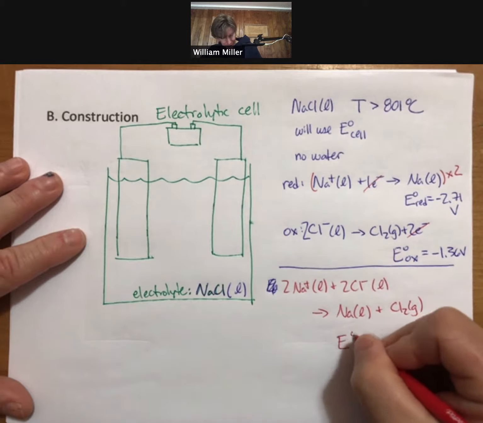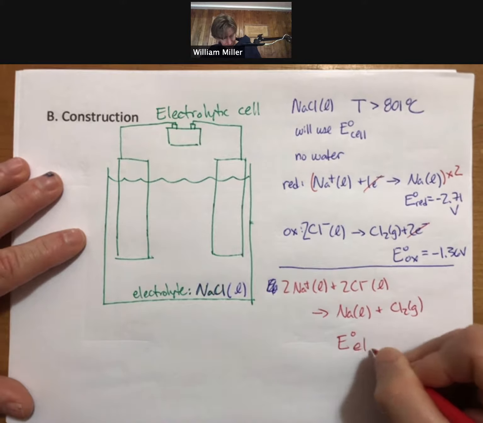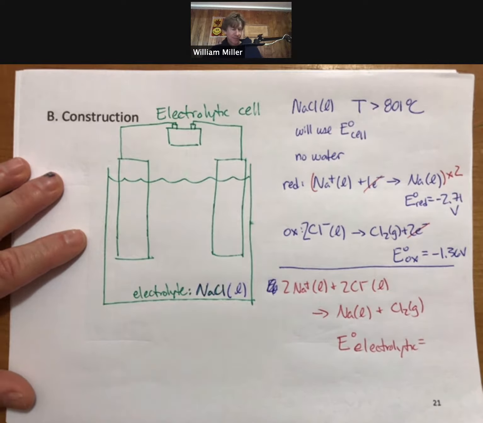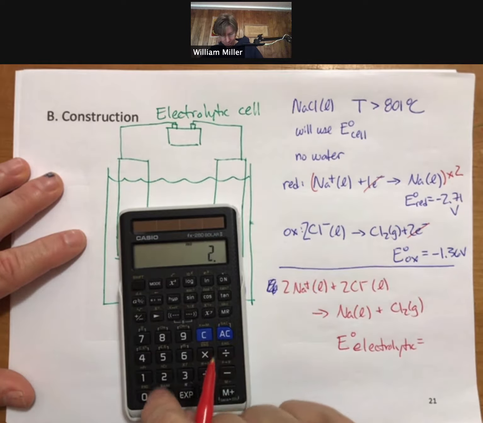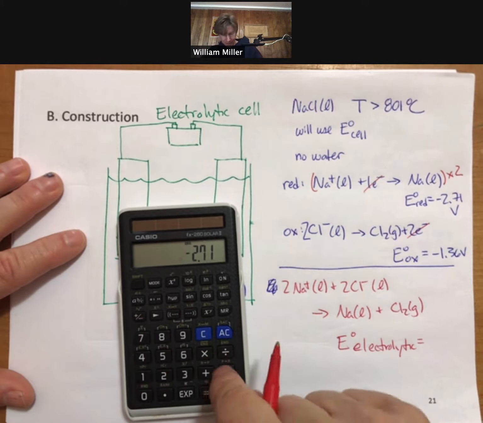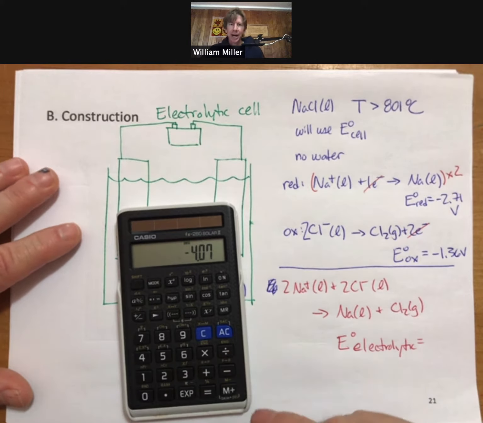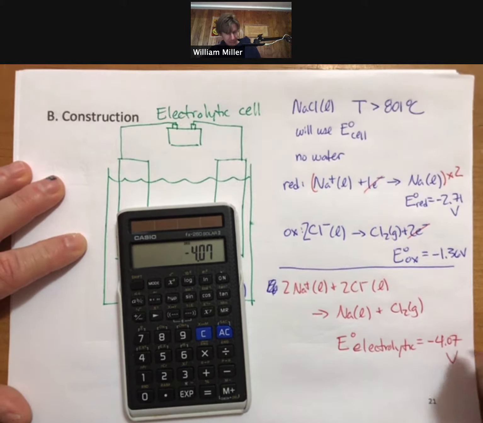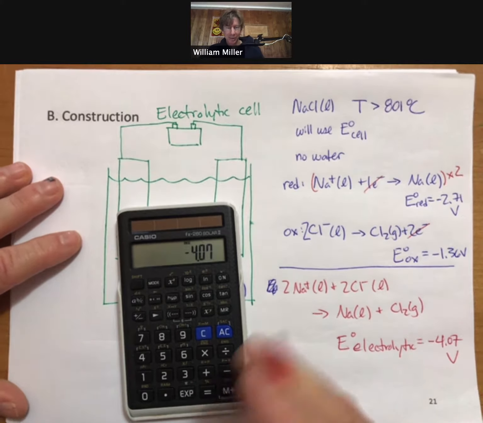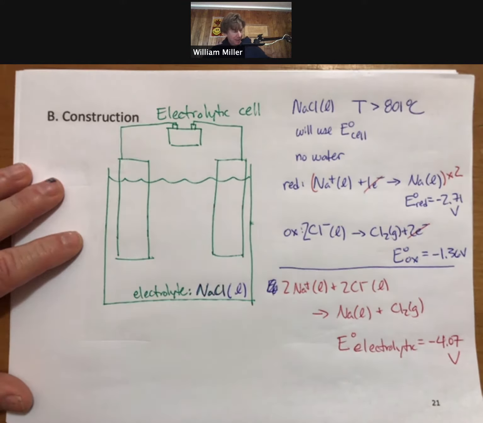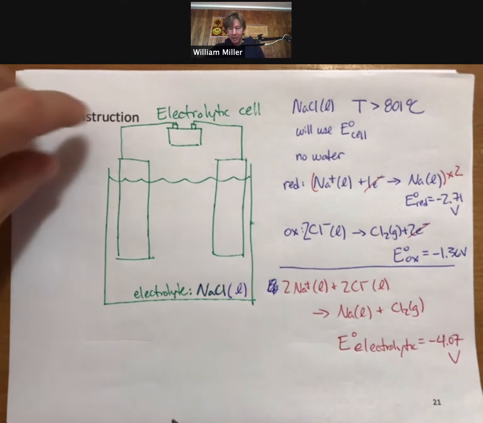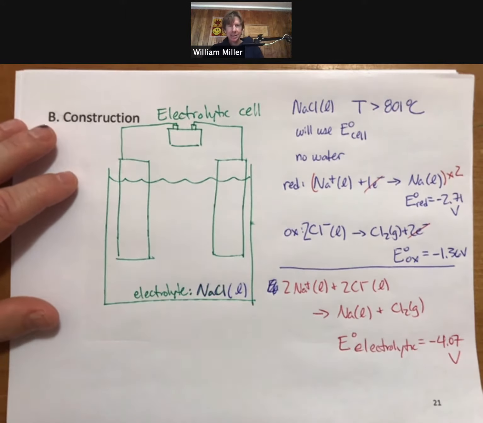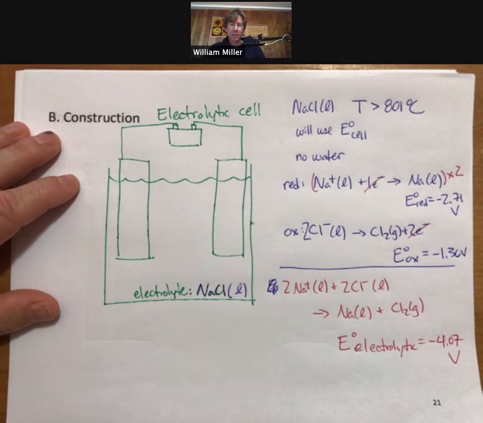Our cell potential, or what we might call electrolytic cell, is minus 2.71 minus 1.36, minus 4.07 volts. Wow, that's negative. But when constructing an electrolytic cell, because it's negative, you can put everything in the same beaker. There's only one beaker here.